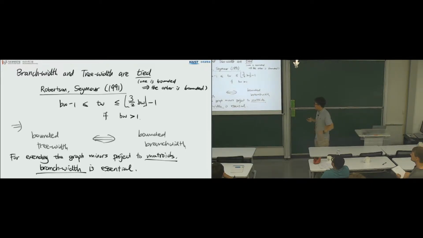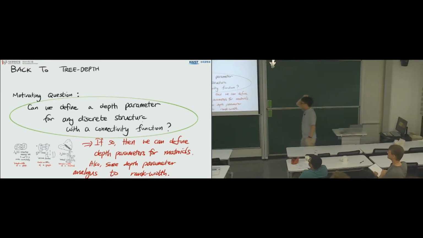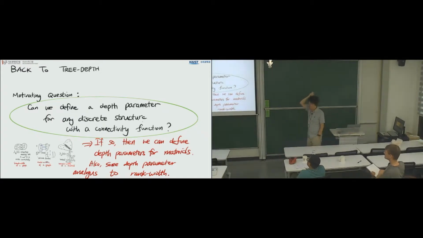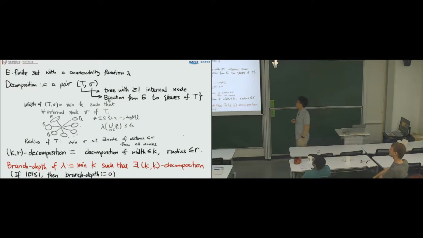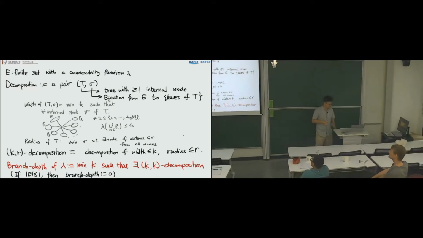And there have been many studies. So this is what I try to argue. We want to have depth parameters which are good for any discrete structures with connectivity functions. So we want to introduce branch depth. And here's the definition. So right into the definition.